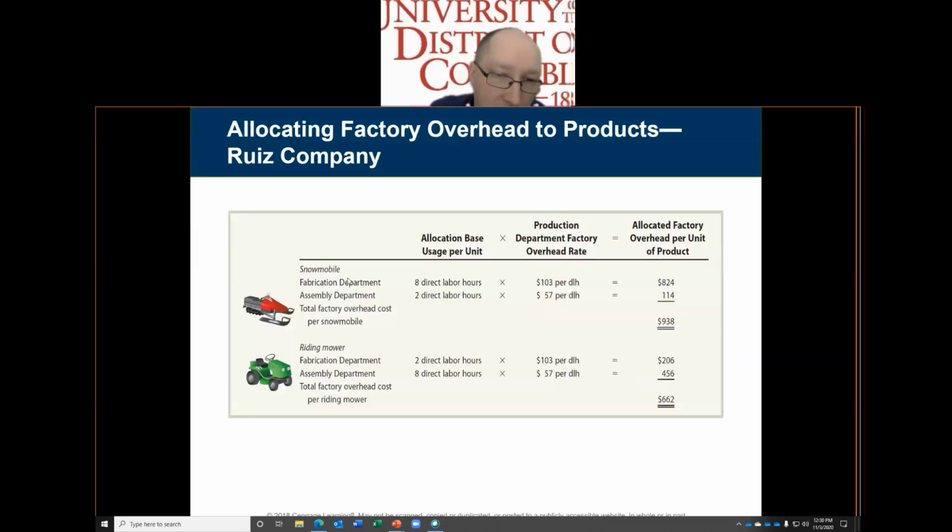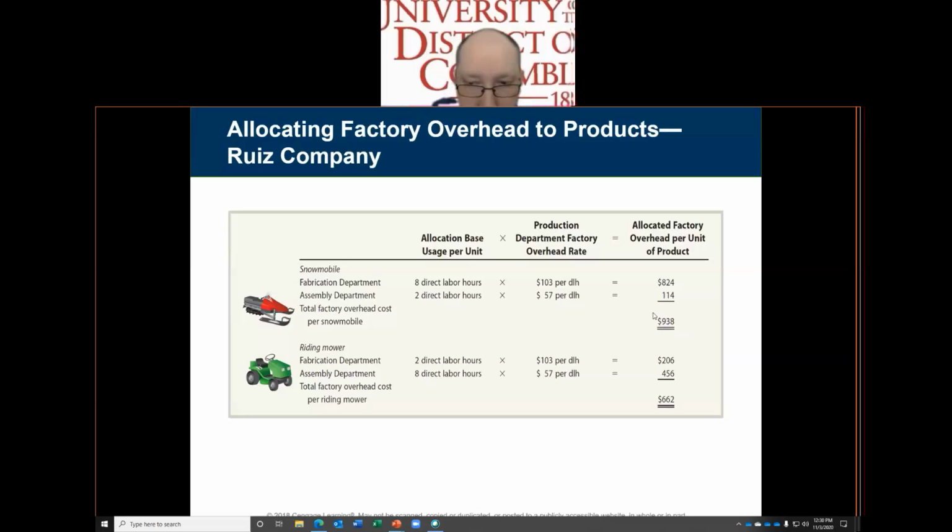Now here's the breakdown. For snowmobiles, we have 8 hours for fabrication at $103 per direct labor hour. We have 2 hours of assembly at $57 per hour. So $824 plus $114 gets us a total of $938 of factory overhead per snowmobile.